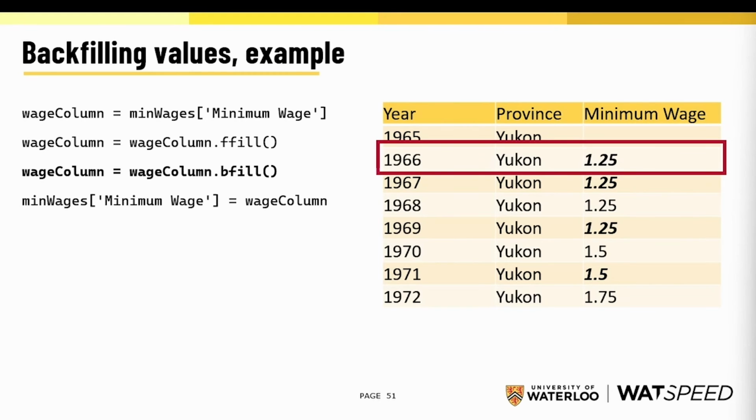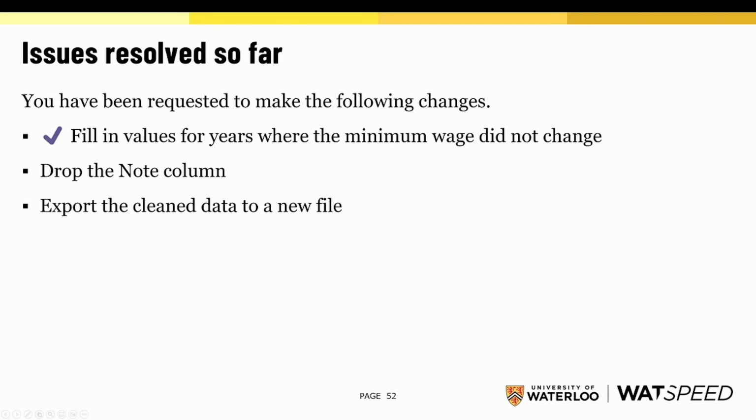Now, what would happen if we did backfill followed by ffill? I will leave it up to you to try that as an exercise. What happens if you swap the order of operations of ffill and bfill? For the moment, we've filled in values for the years when the minimum wage did not change. Now we will drop the note column and export our clean data to a new CSV file.